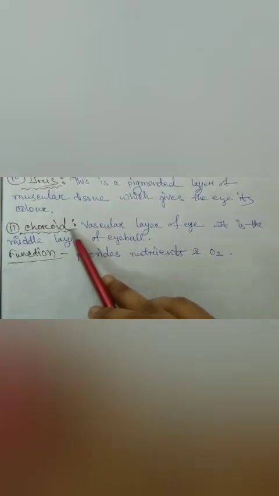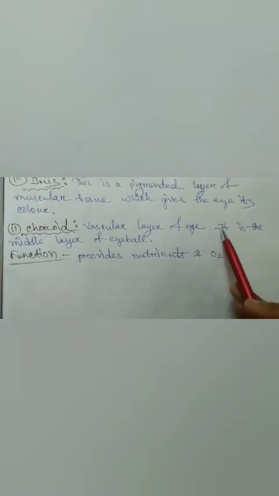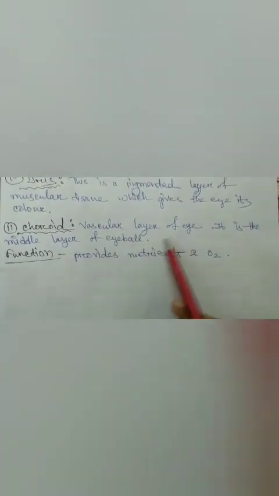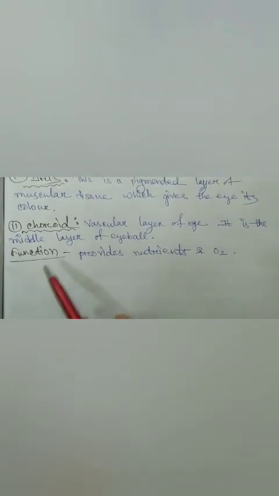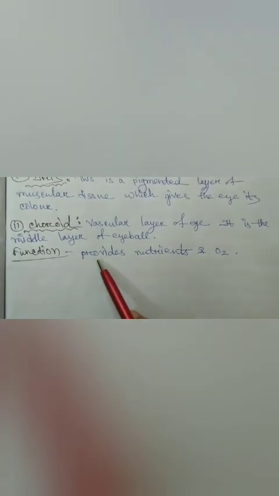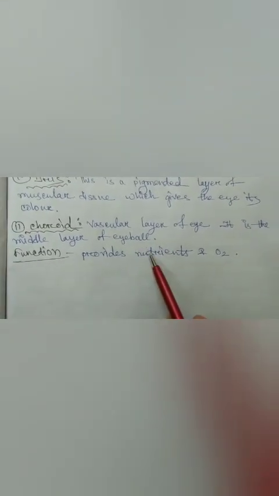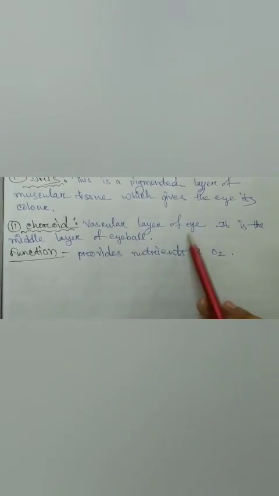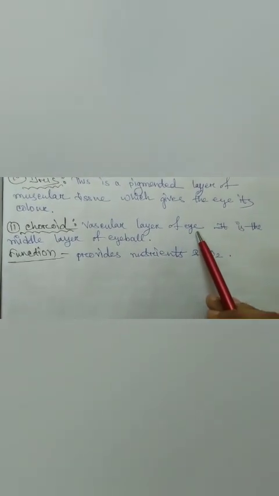Then choroid. It is the vascular layer of the eye. It is also the middle layer of the eyeball which is located between the sclera and the retina. The function of the choroid is that it provides nutrients and oxygen to the outer surface of the retina. Choroid is the thickest layer at the back of the eye.